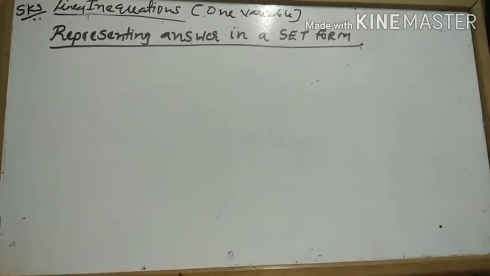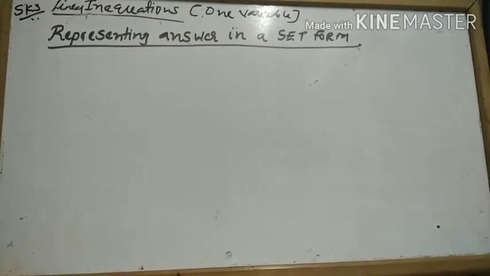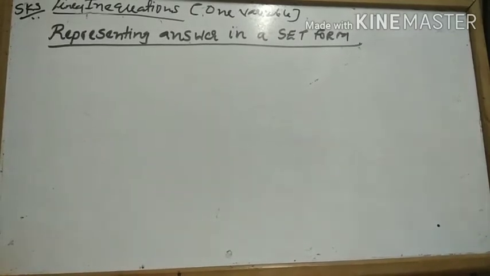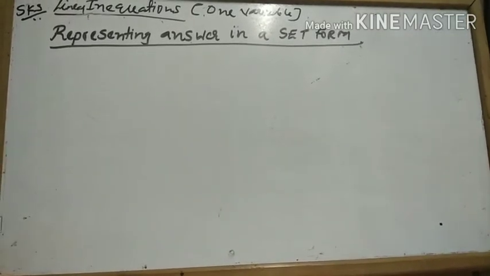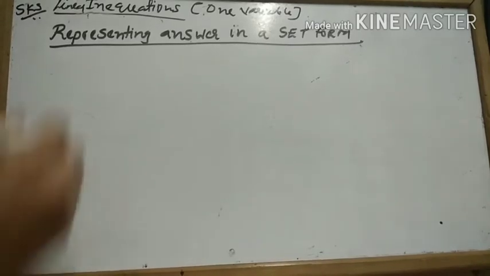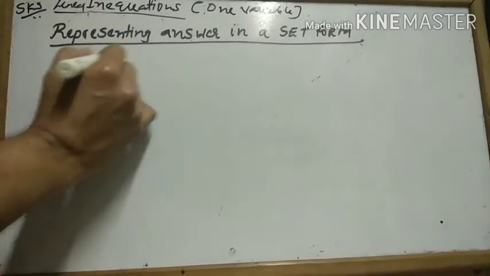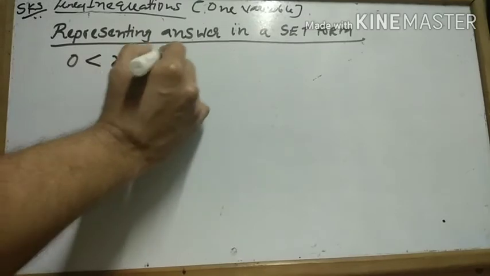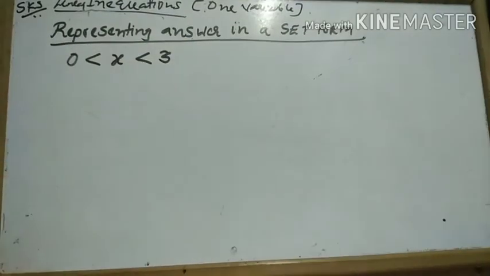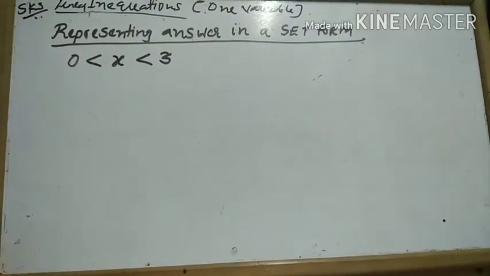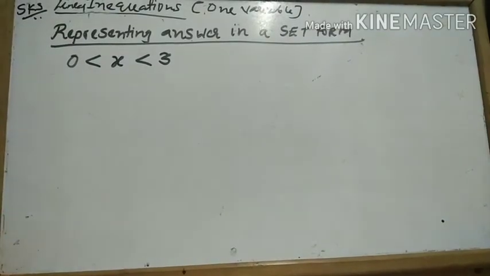Second part of the chapter, representing answer in different forms. Two forms it can be represented. One is set form, another is number line form. Right now we are learning set form. Say for example, if I write down 0 is smaller than x is smaller than 3, right? Then x will take the value anything between 0 to 3, more than 0 but less than 3.